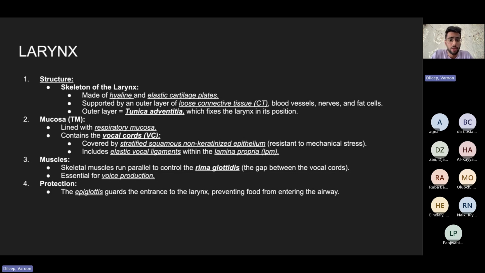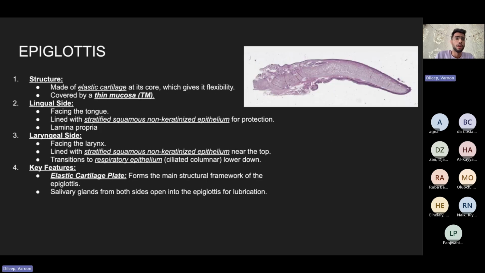Now the epiglottis guards the entrance to the larynx, so it prevents food from entering the airway and resulting in difficulties in breathing. Now we talk about the epiglottis. It is made up of elastic cartilage. How I used to memorize it is that epiglottis starts with E and it has elastic cartilage, so E, E. It is made up of elastic cartilage at its core, which gives it flexibility, and is covered by thin mucosa.